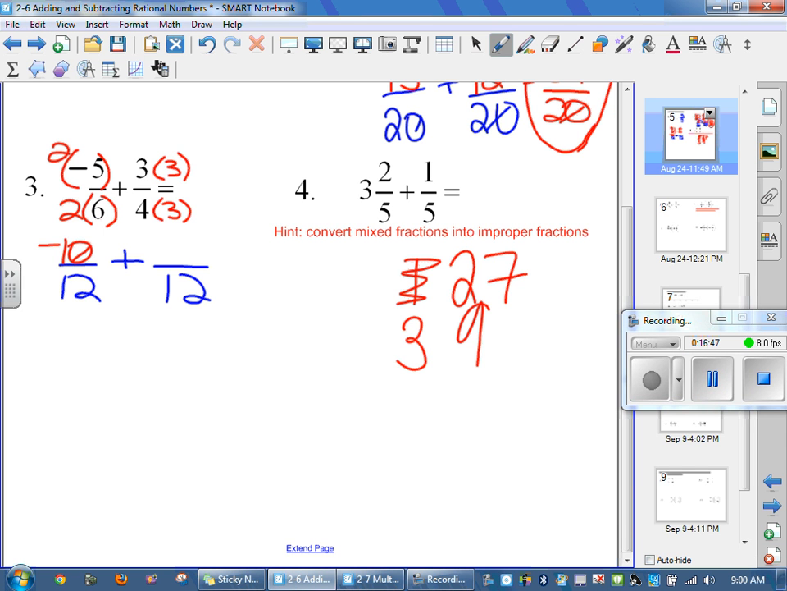Okay. Now you've got negative 10 plus 9. What do you get? Good. Negative 1 over 12. Okay, that's our final answer. If one of your numbers is a 1, you're done. You can't go any lower.